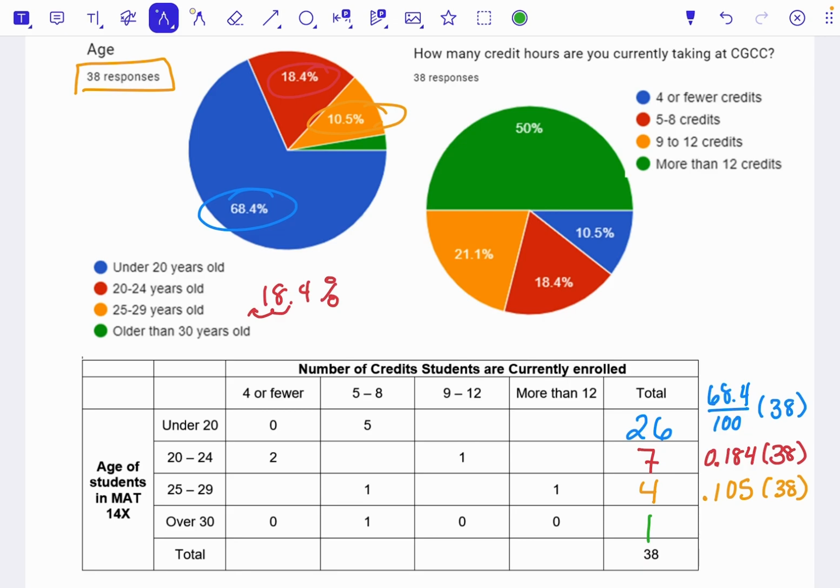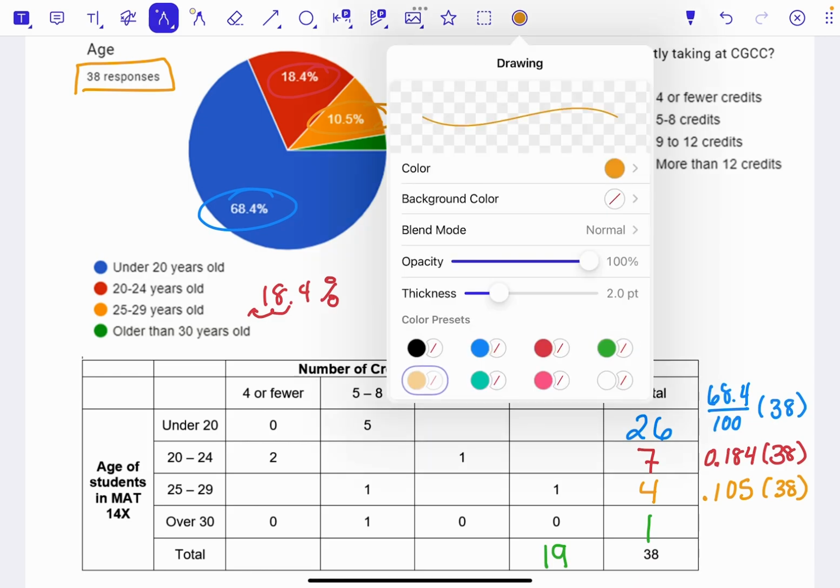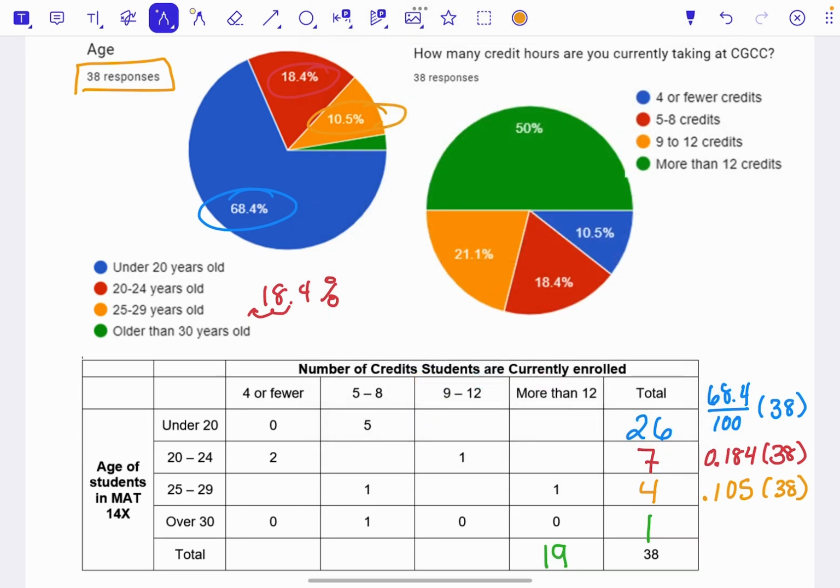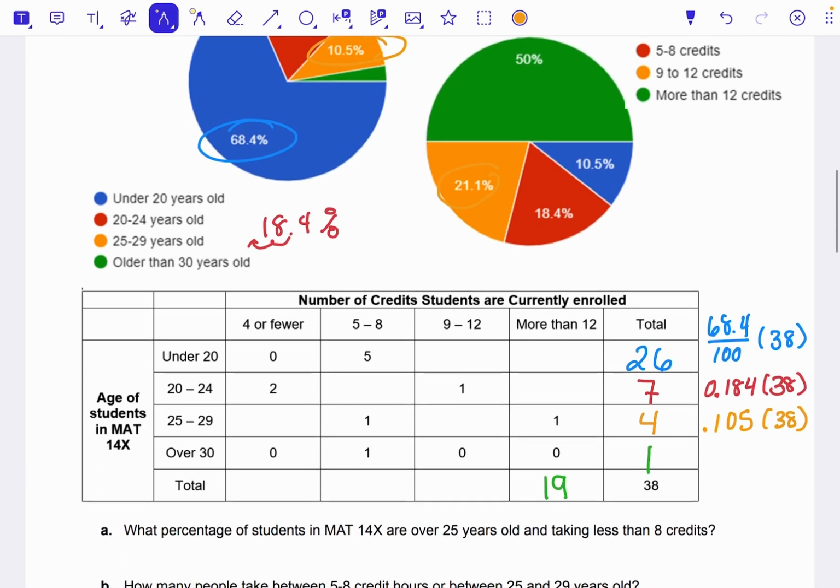Okay, we want to do the same thing with the number of credit hours. Now I'm going to start with the easy one. 50% is more than 12. 50% of 38 would just be half of 38, which is 19. So I'm going to just put a 19 there. All right, then I can move over, and let's do the yellow one next. So yellow is 9 to 12 credits, and we have 21.1, so 0.211 of 38. And that would come out to about 8 people.